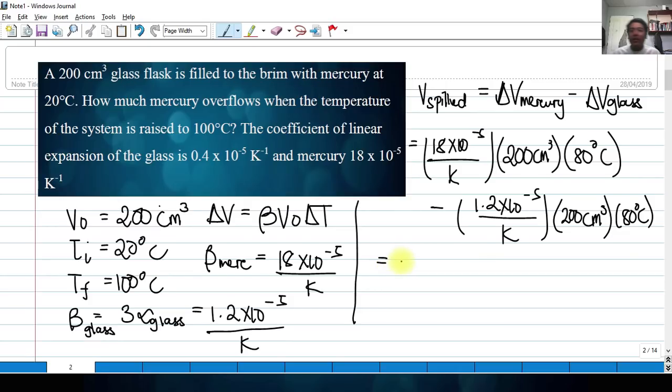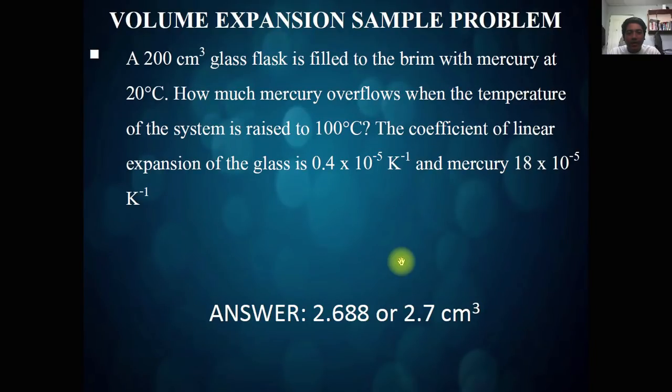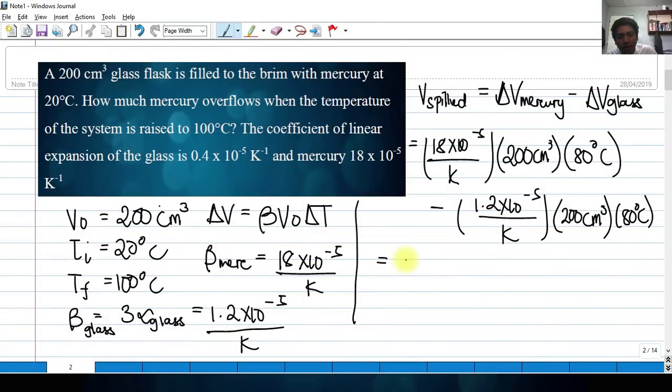And if we calculate the volume spilled, that is basically, in one decimal place, 2.7 cubic centimeters.